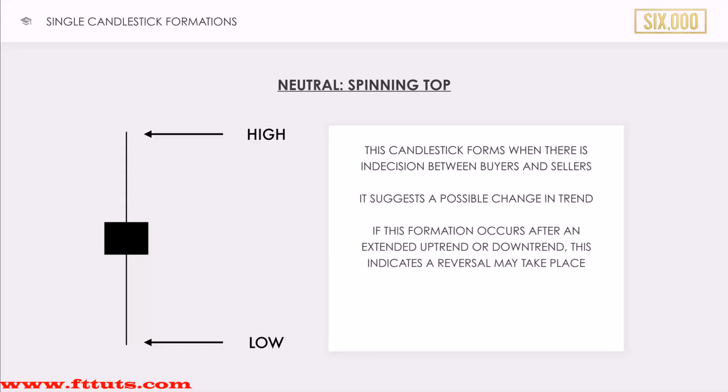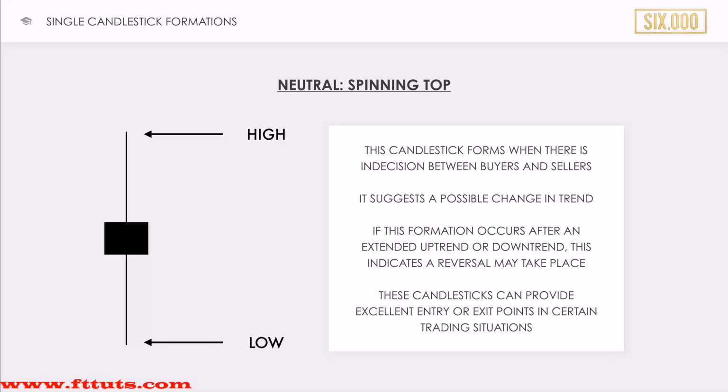So you will find this formation after an extended uptrend or downtrend. It can be found anywhere in the market, but in relevance to our strategy, which you will learn throughout the 14-day course, you will find this at the end of an uptrend or downtrend, and this indicates a reversal may take place. These candlesticks can provide excellent exit or entry points in certain trading situations. So again, they are relevant to our strategy, and they are extremely useful when trading a pattern-based strategy.